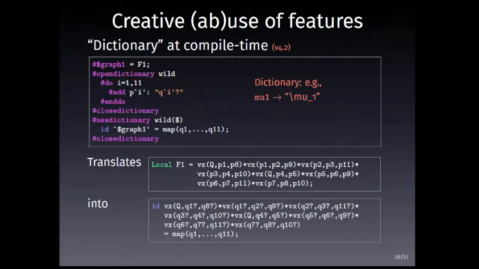One is the dictionary feature, introduced in version 4.2, which aims at some text replacement, like mu1 should be a LaTeX form, for example, for the output. But the point is, this is also applied to the expansion of the preprocessor variables. I won't go into the details of this explanation, but the expression is stored in this variable, and when this variable is expanded, by using the textual replacement of P1 to Q1 question mark, for example, it gives what we needed.